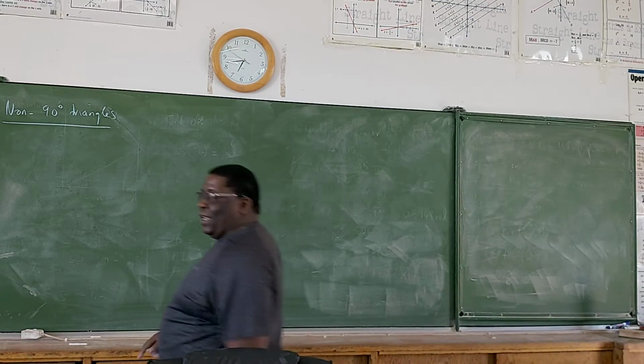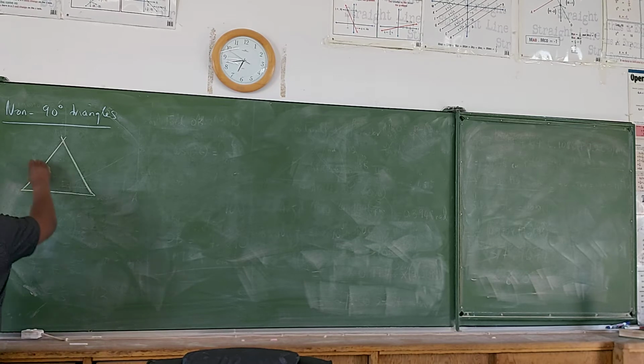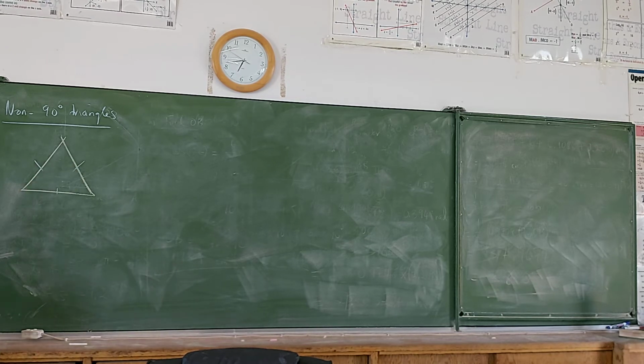So what I was saying here, Mr. Bradley, let's take this triangle. This is a non-90-degree triangle. Let it be an isosceles, where two legs are the same. Or for that matter, let me make it an equilateral triangle. Equilateral, equiangular: all the sides are equal, all the angles are equal.